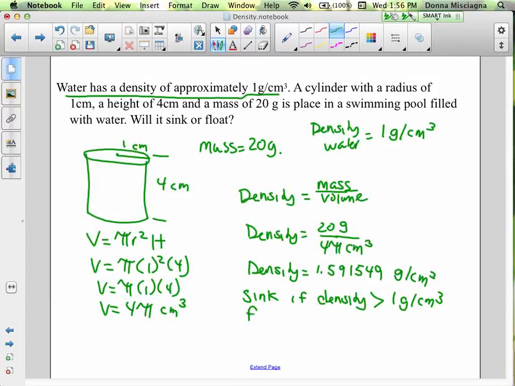And it'll float if the density is less than 1 gram per centimeter cubed. So will this sink or float? Both. It'll sink and float. It can't do both. If it's floating, it means it's floating on the water. If it goes into the water, it's sinking. So it doesn't have to sink at the bottom.